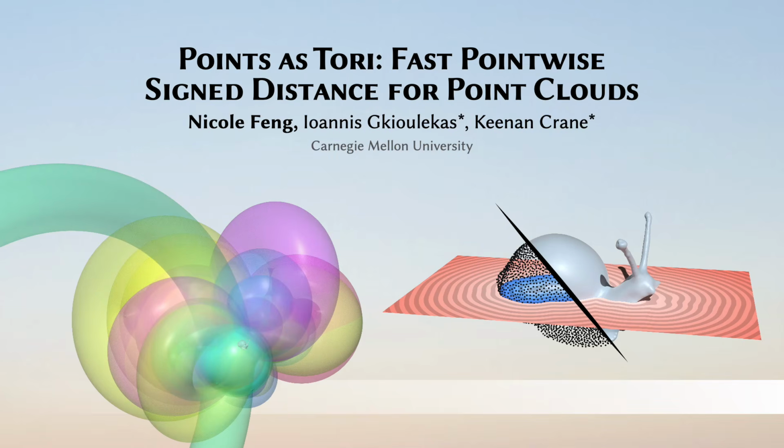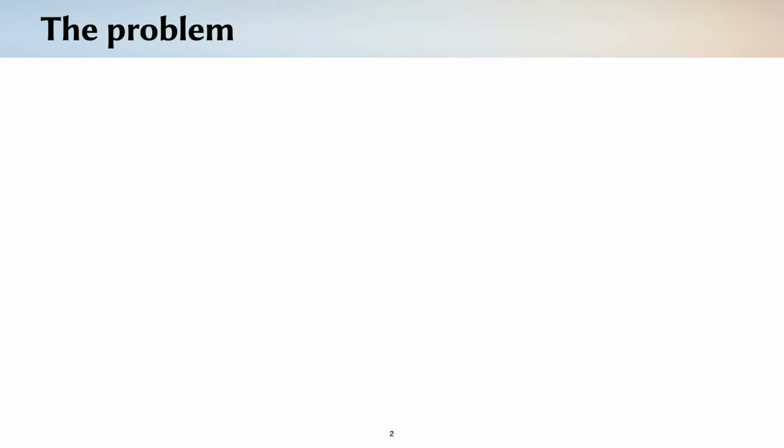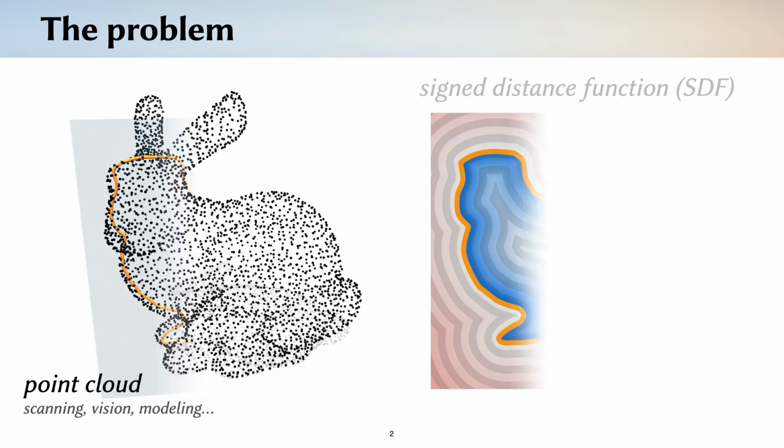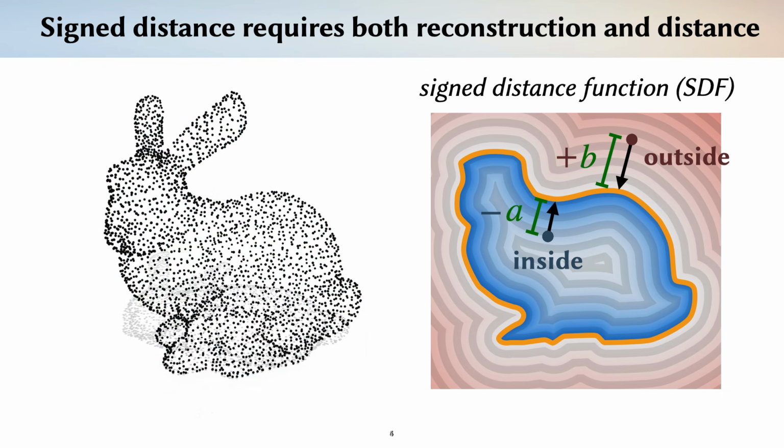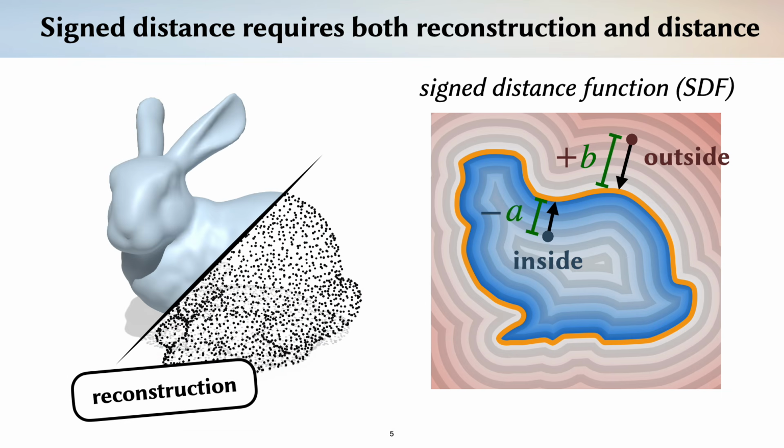I'm Nicole and I'm very excited to show you how we can get signed distance directly from point clouds. The basic problem is simple. Given a point cloud, we want signed distance to the underlying surface, also known as an SDF. Now this is actually two problems in one, because signed distance asks for both the shortest distance from a given point to the surface, and also whether that point is inside or outside a well-defined region. So signed distance implicitly requires surface reconstruction, and at the same time, distance to that reconstructed surface.